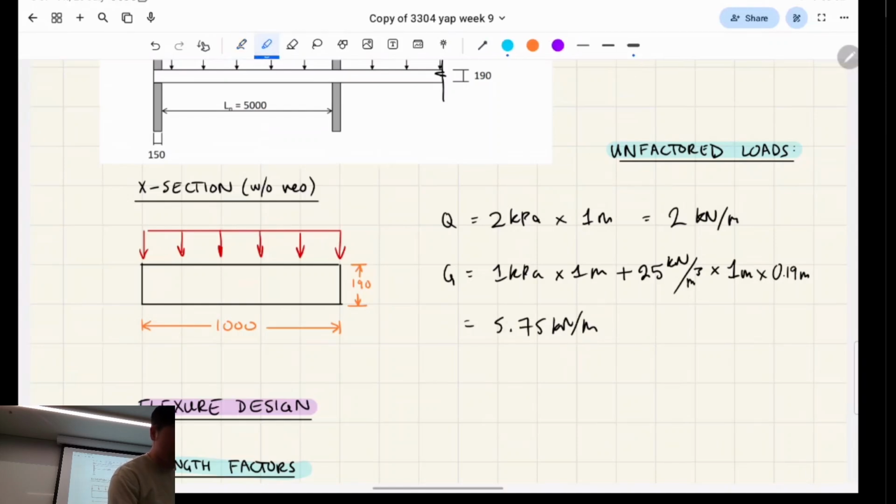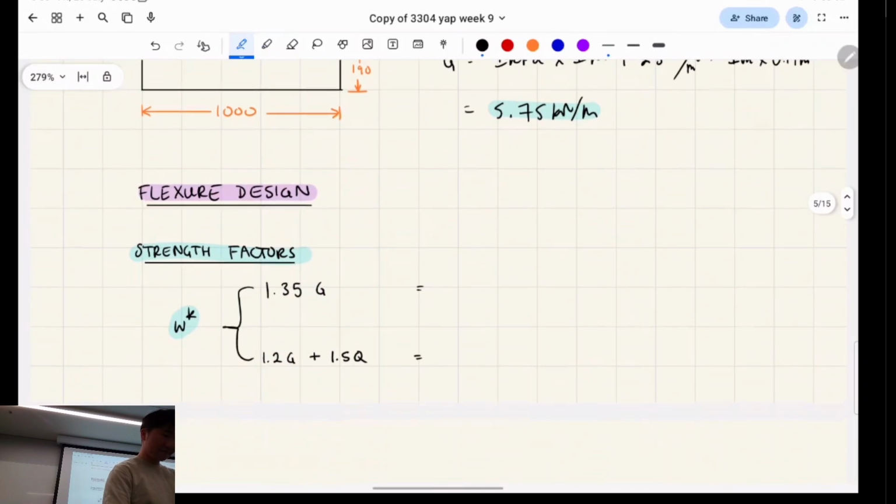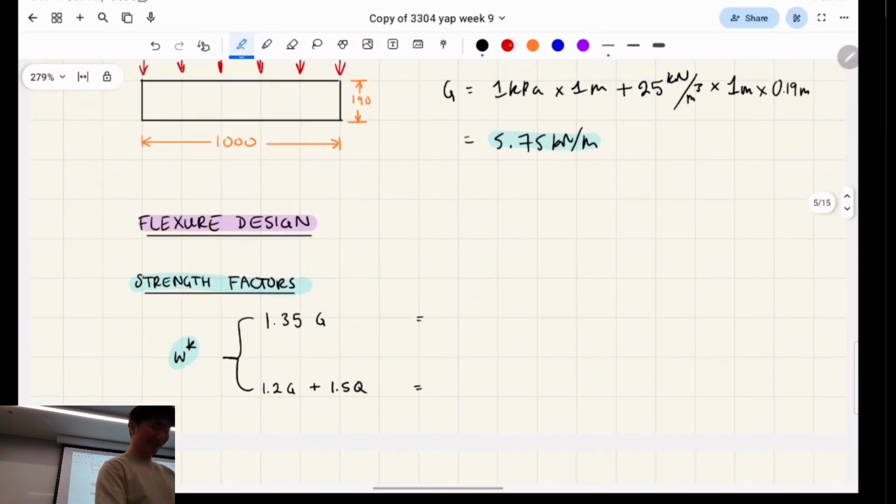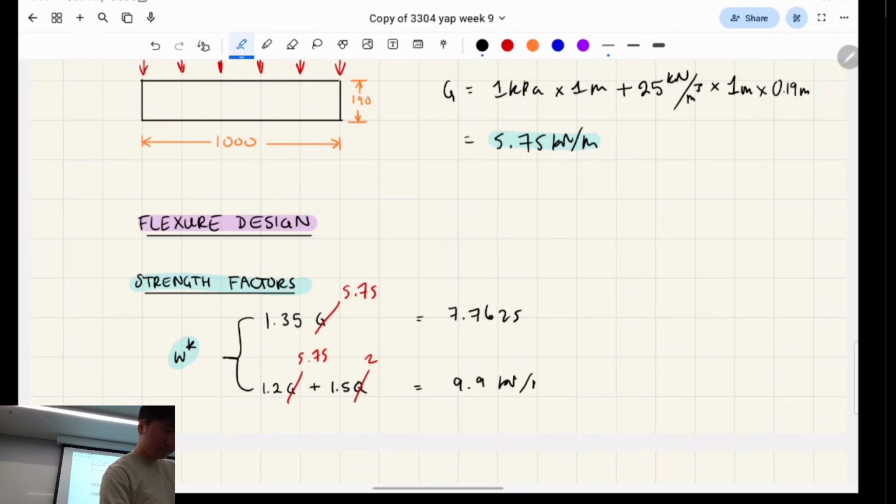So now we have our unfactored loads. Okay, what's the next step? Well, I already said it here. It's load factors, right? Spoiler alert. So this one is this one, and this one is 2. Which load combo is going to govern? Yeah, 9.9, right? So this is going to be the number we're going to roll with.